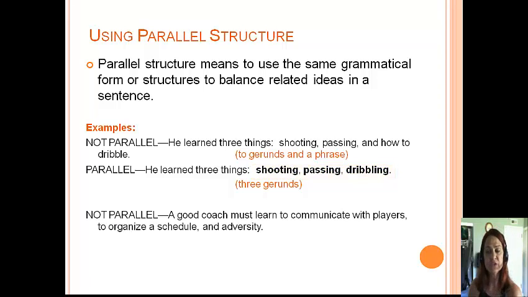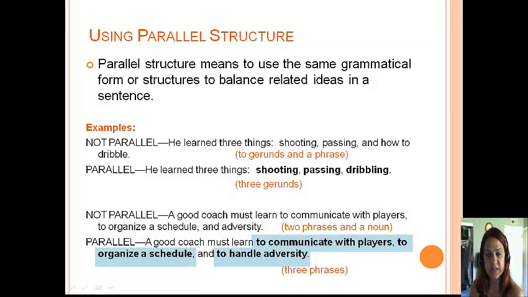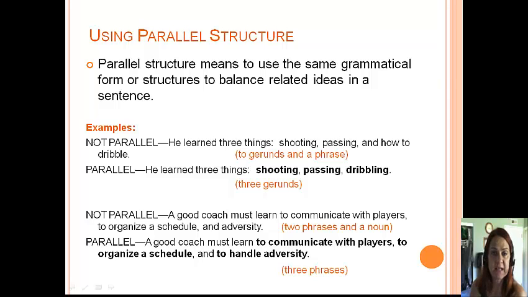Our second example. A good coach must learn to communicate with players to organize a schedule and adversity. So you have 2 phrases and a noun. Okay, let's make that parallel with 3 phrases. A good coach must learn to communicate with his players, to organize a schedule, and to handle adversity. So the first way you can improve your style is to make sure you're using parallel structure within your sentences.